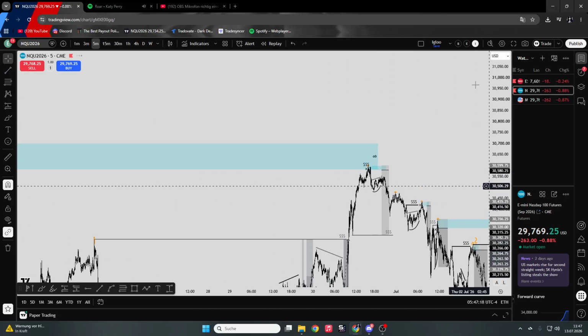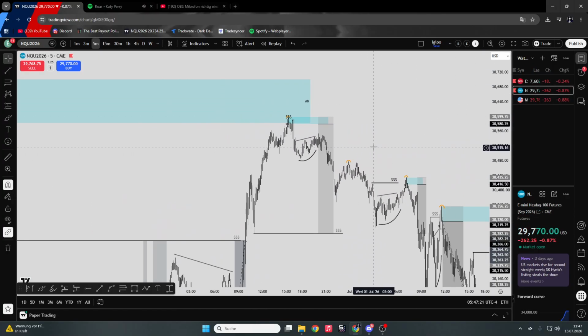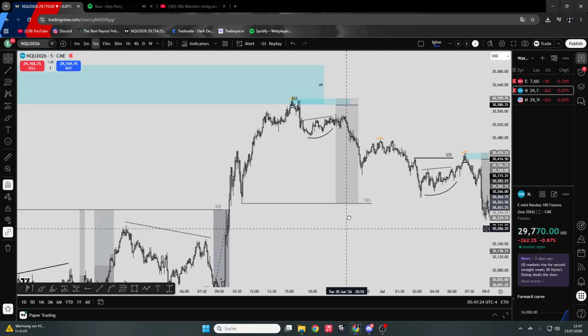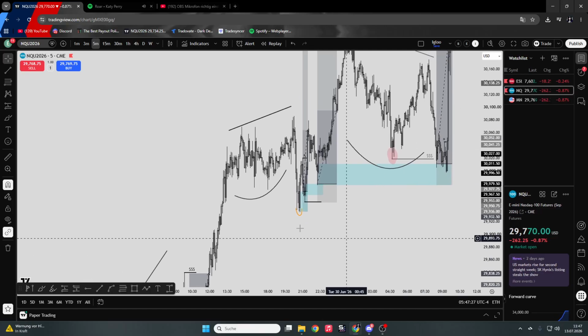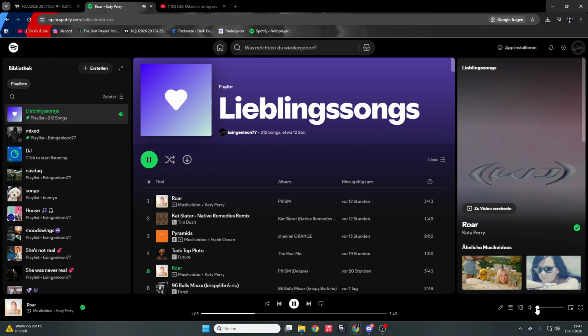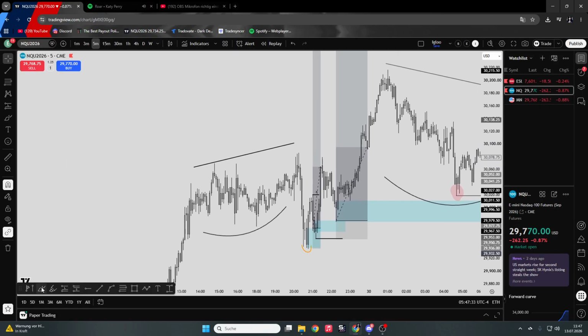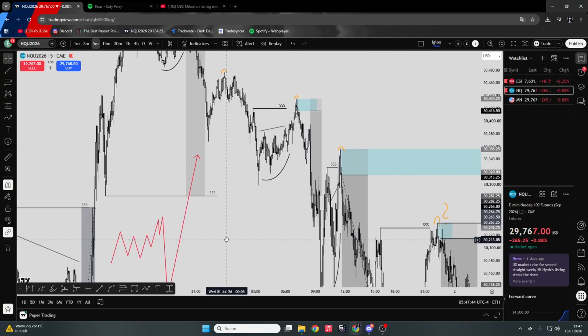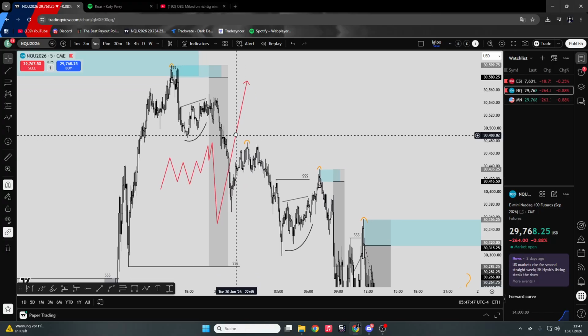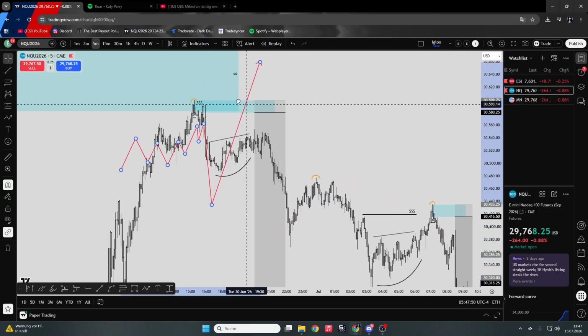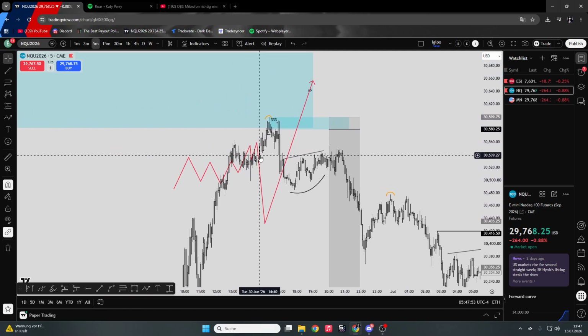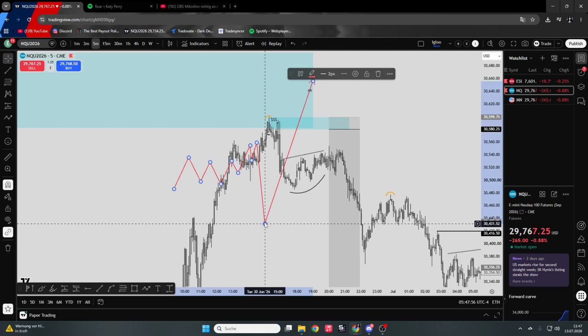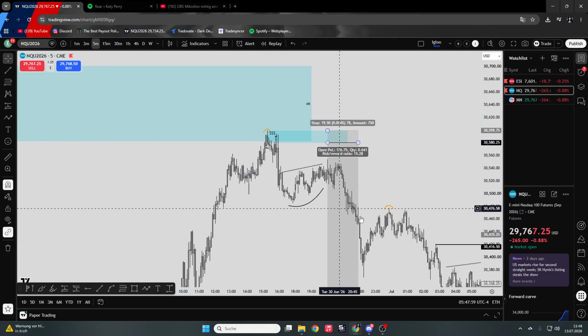Here you can see that not just our bias is going to switch, but also our AMDs. So if you remember here, okay, we get our accumulation, get our manipulation, and our distribution. Okay. Now, if you drag it over here, what are you going to see? Our manipulation doesn't go to the upside, it goes to the downside, right?